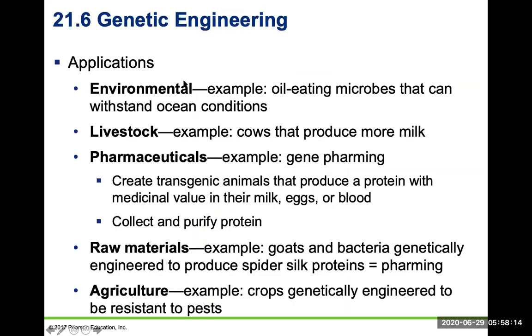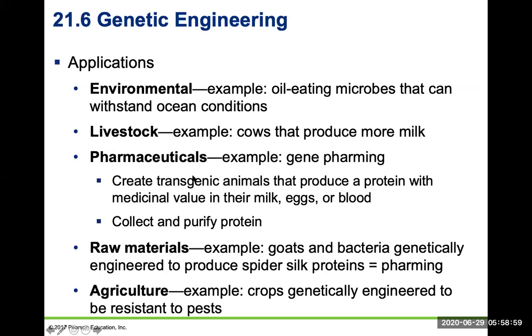Applications for genetic engineering we talked a little bit about, but there are many, and that's why this field is growing. It's the hot topic. There can be environmental effects where we are looking at oil-eating microbes that can withstand ocean conditions to clean up oil spills. Livestock, cows that are producing more milk, which, no one wants anything genetically modified. We'll get down to agriculture. Crops can be genetically engineered to produce a higher yield. And again, no one likes genetically modified, but when we talk about combating world hunger, there are a lot of people who are for genetically engineered things to help combat the hunger crisis.